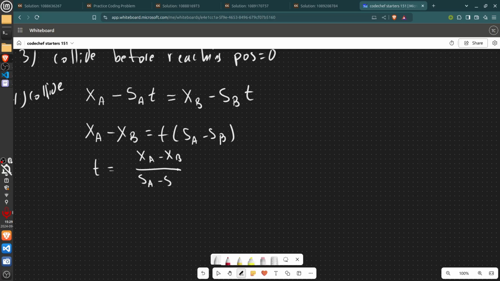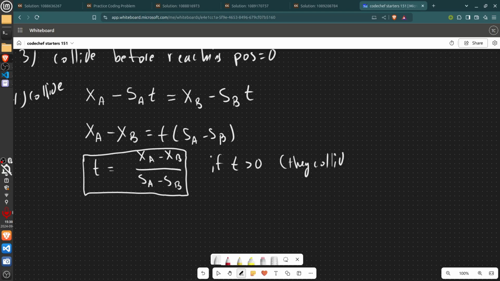Okay. So this is the time. This is what you want to solve for. And basically, if t is greater than 0, that means they collide before they reach the origin. So that's an important observation.